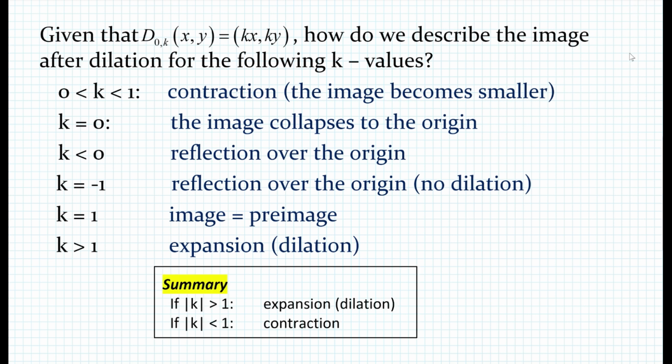So in general, we can say that if the absolute value of k is greater than 1, then we have an expansion or a dilation. Basically, the image becomes bigger. And if the absolute value of k is less than 1, then the image contracts or it becomes smaller.